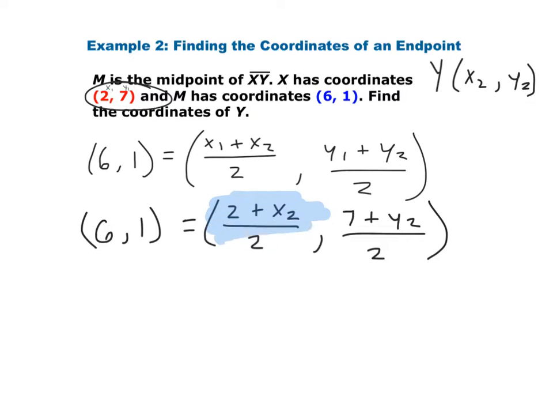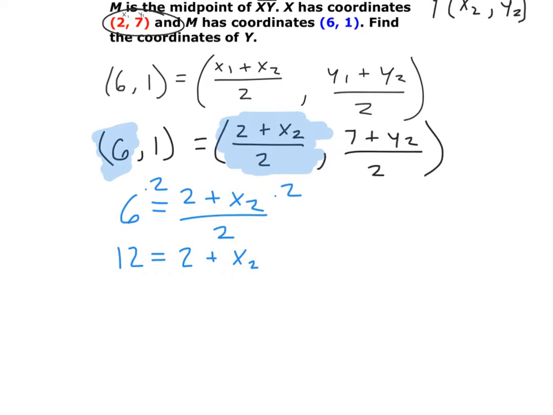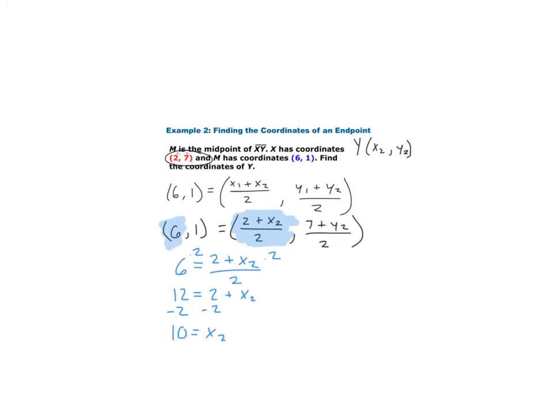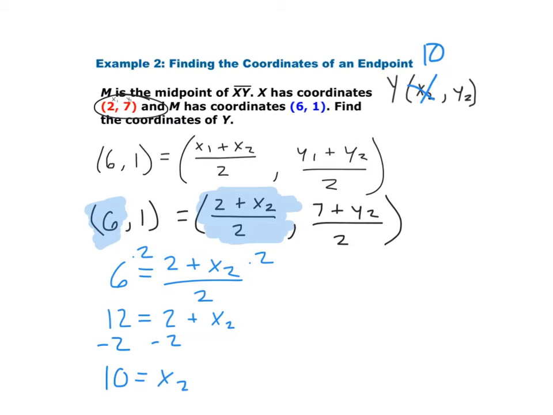So this is our x-coordinate of the midpoint. So we would set them equal. So 6 is equal to 2 plus x2 over 2. We multiply both sides by 2 because we're trying to solve for x2 now. So 12 is equal to 2 plus x2. Subtract both sides by 2. 10 is equal to x2. So we can now cross this x2 off and put a 10 because we know that x2 is equal to 10. Now we're solving for the y-coordinate of the midpoint.